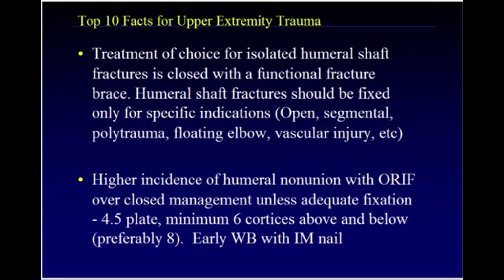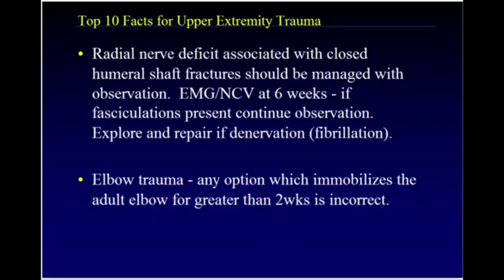Remember that there is a higher incidence of non-union of humeral shaft fractures treated with ORIF compared to closed treatment if the ORIF procedure is not done properly. So in order to do it properly, you need to use a broad or narrow 4.5 millimeter DCP, get a minimum of 6 cortices above and below the fracture. Remember also that you can consider intramedullary nailing acutely in the polytraumatized patient and allow that extremity to become a weight-bearing extremity.